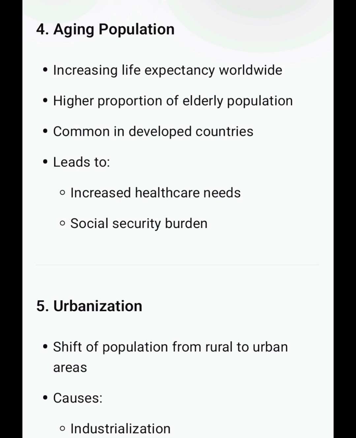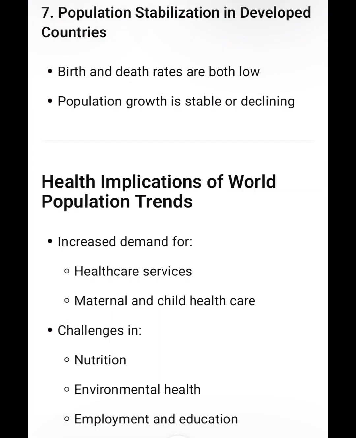And if you take urbanization, there is a shift of population from rural areas to urban areas for various jobs. They leave agriculture and move to some of the IT companies and work there. And what is the cause? Industrialization. And the seventh one, population stabilization in developed countries. Birth and death rates are both very low and population growth is stable or declining.